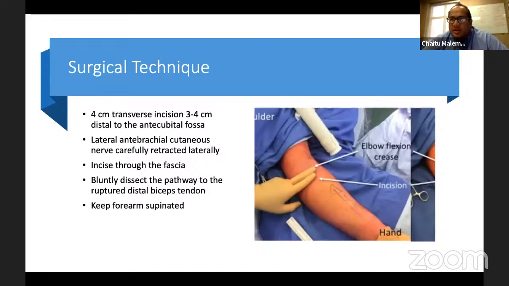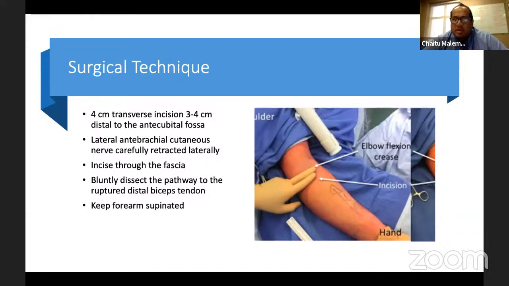So for surgical technique, I'll talk about how I treat these in my hands. Typically, the patient is supine. We're using an arm board and a tourniquet. And I like to make a 4-centimeter transverse incision, 3 to 4 centimeters distal to the antecubital fossa.